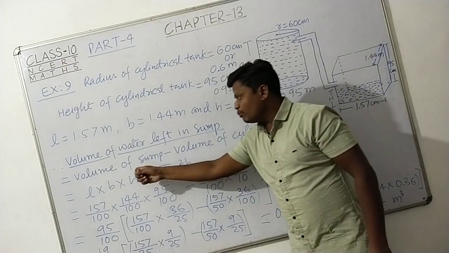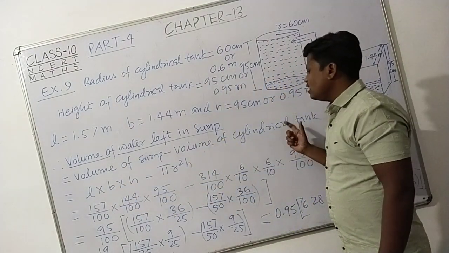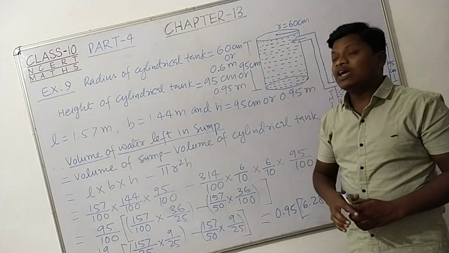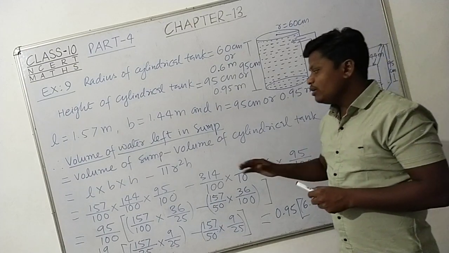So we can put the formula: volume of sump is L into B into H, and the volume of the cylindrical tank is pi r square H, and the value of pi mentioned here is 3.14. So we have to take 3.14.